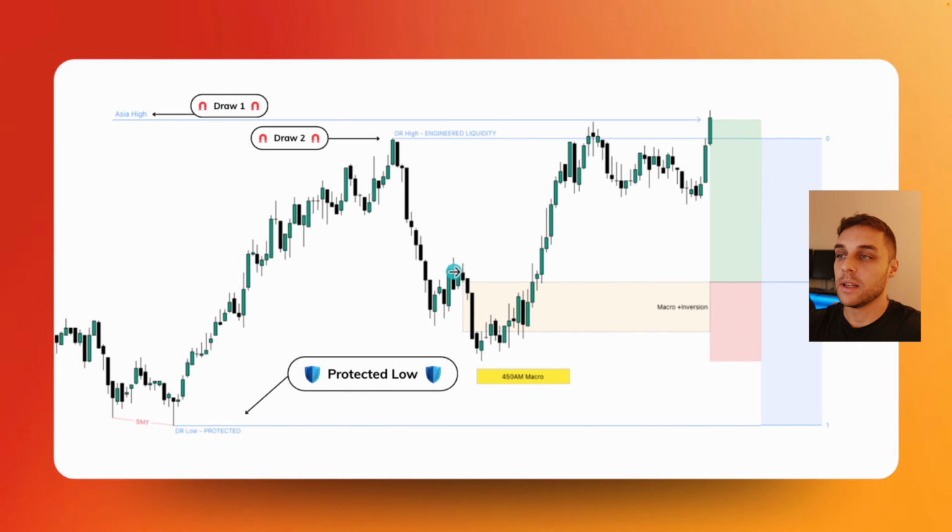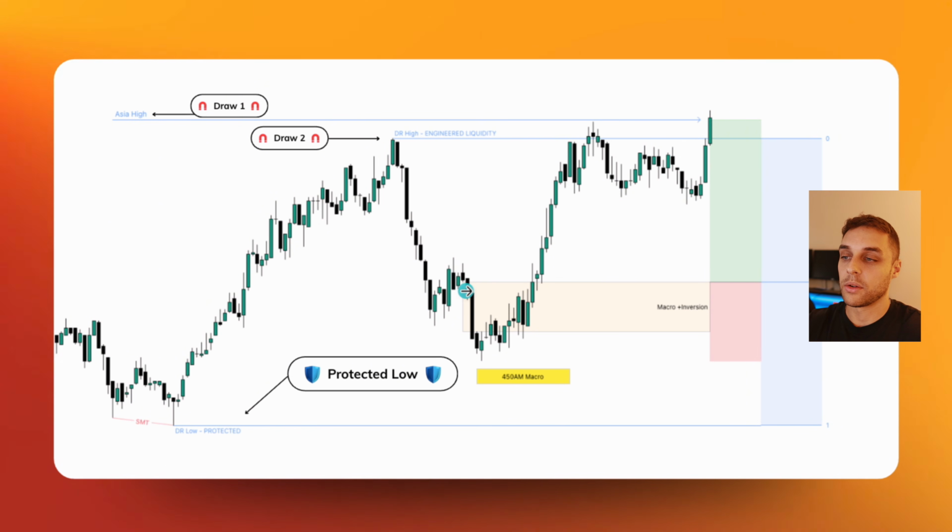Okay. Ultimately, we see that occur there. Price dips down lower. Now, when price is coming down lower, this is our dealing range on the right side. All it's doing is coming down to a discount. It's not coming down to seek this dealing range low because that's a protected low. So all we have to wait for is our criteria.